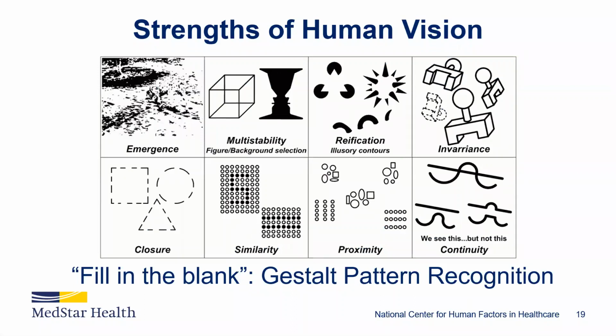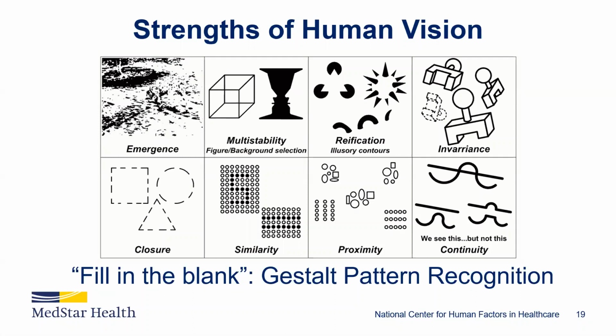Next, let's get into the strengths of human vision. We can see here that the brain can extrapolate from very limited information. It can spot outliers, gaps, clusters, trends, colors, and shapes. And vision really does take a holistic view of the image. If we take a look at these 8 examples from left to right, the first example is emergence. Just blots of ink can create a visual picture.